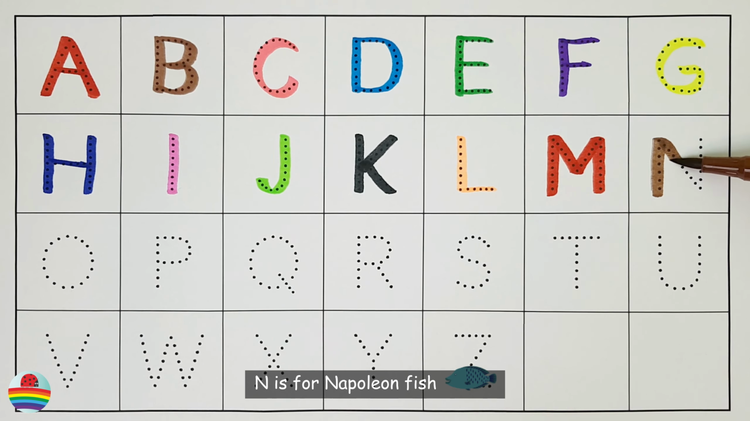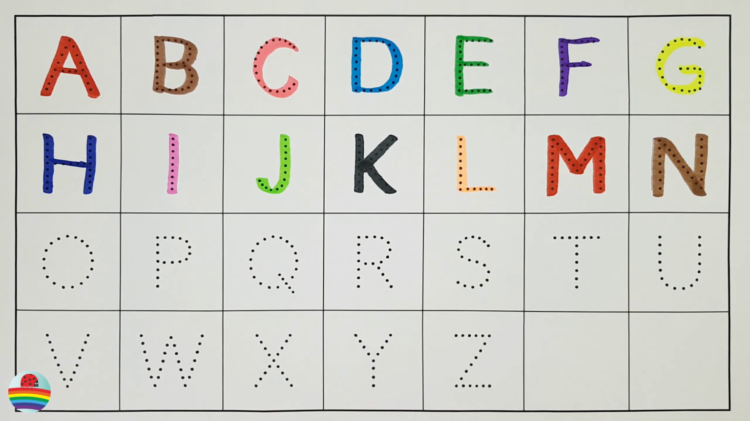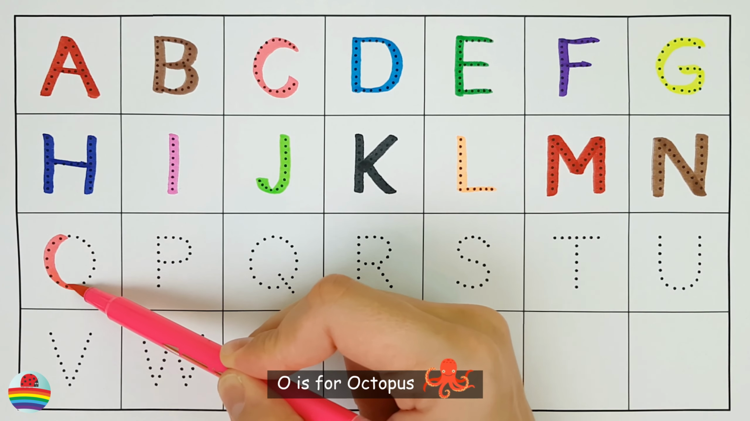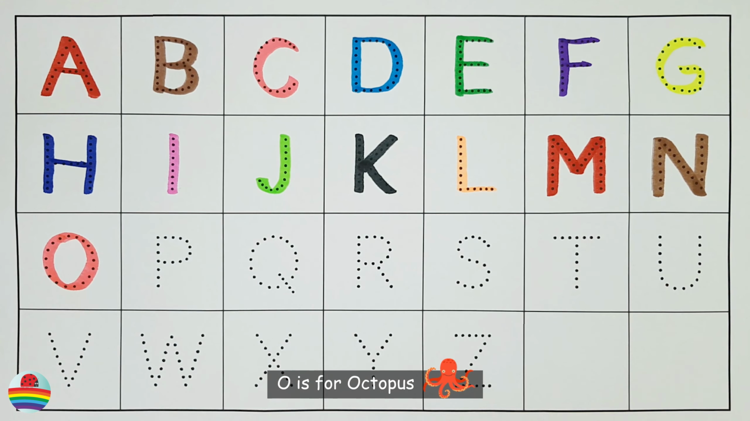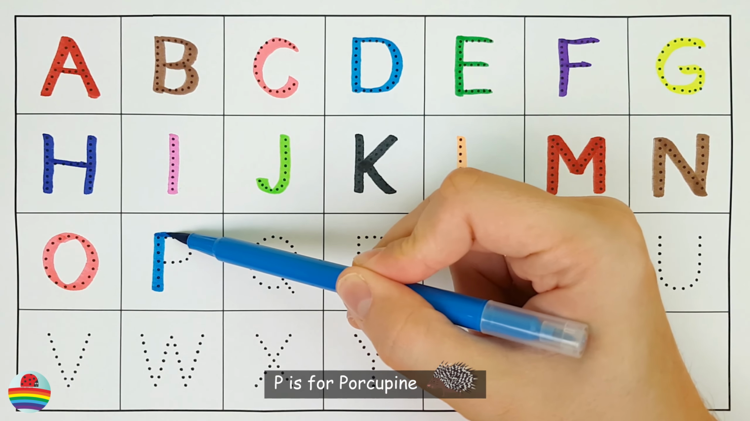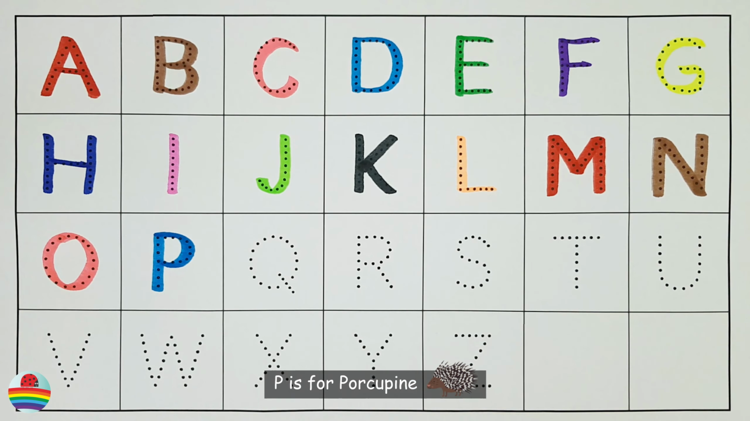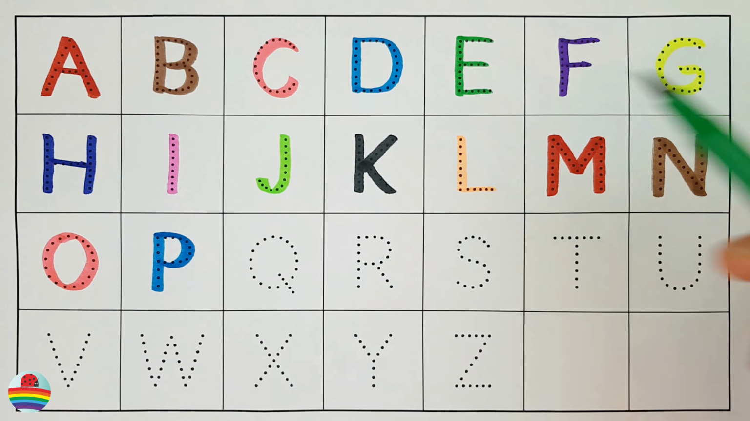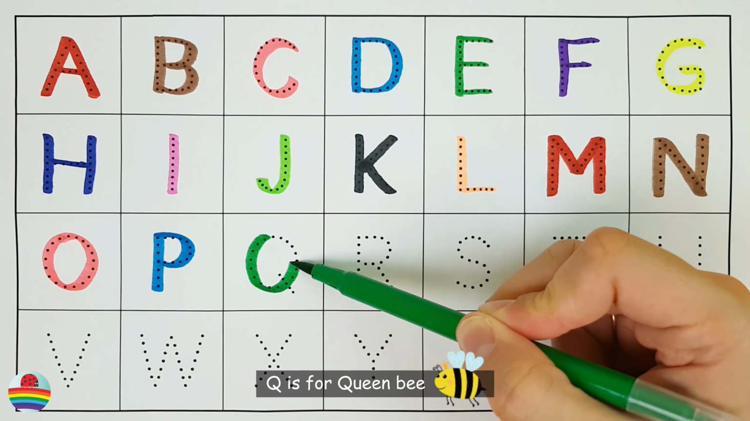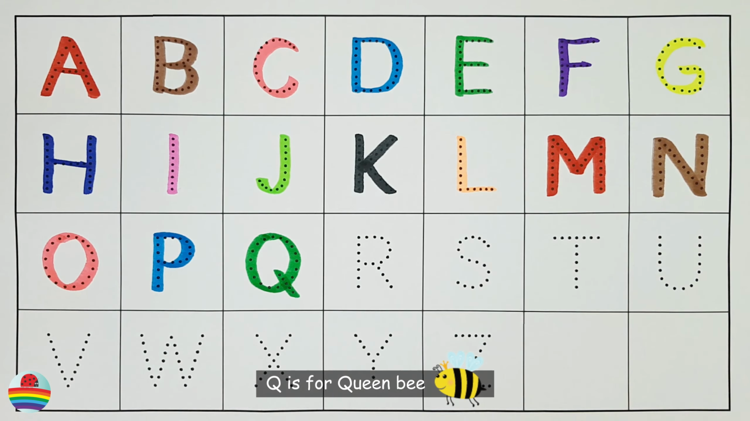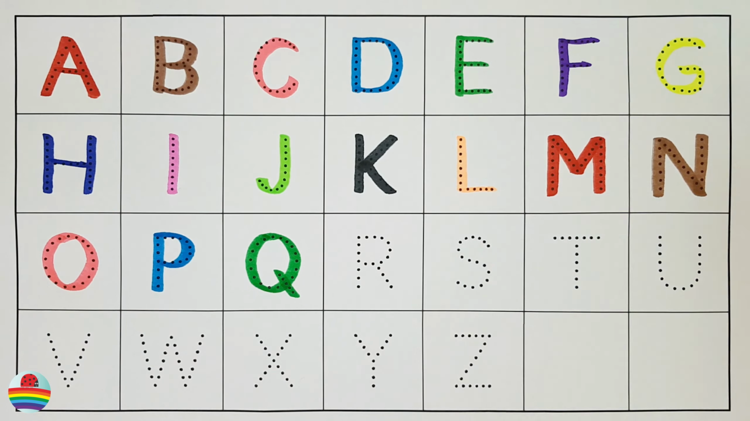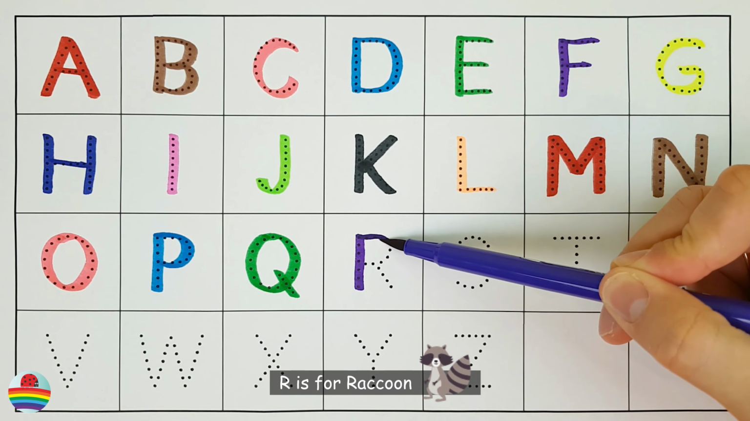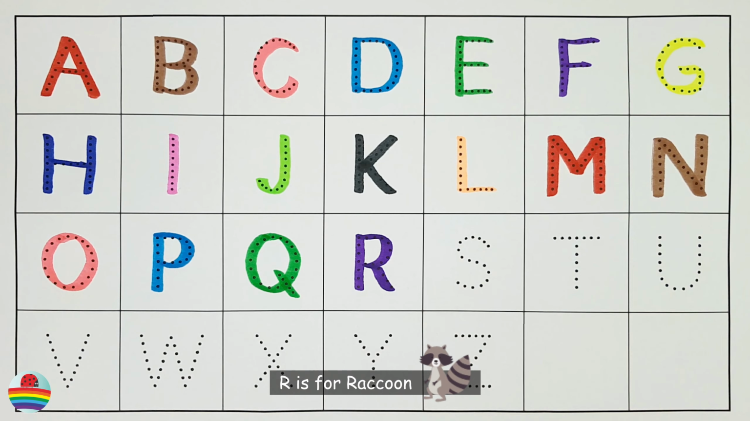N is for Napoleon fish. O is for octopus. P is for porcupine. Q is for queen bee. R is for raccoon.